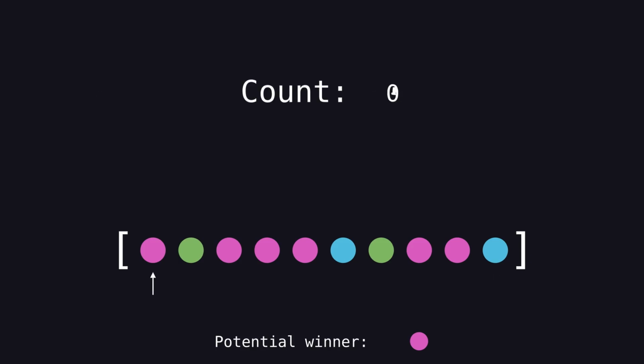But remember, we need to do one more pass to count the number of pink votes to make sure it truly does have a majority. In our case, that is more than 5 votes. It does, so we return pink as the majority element.